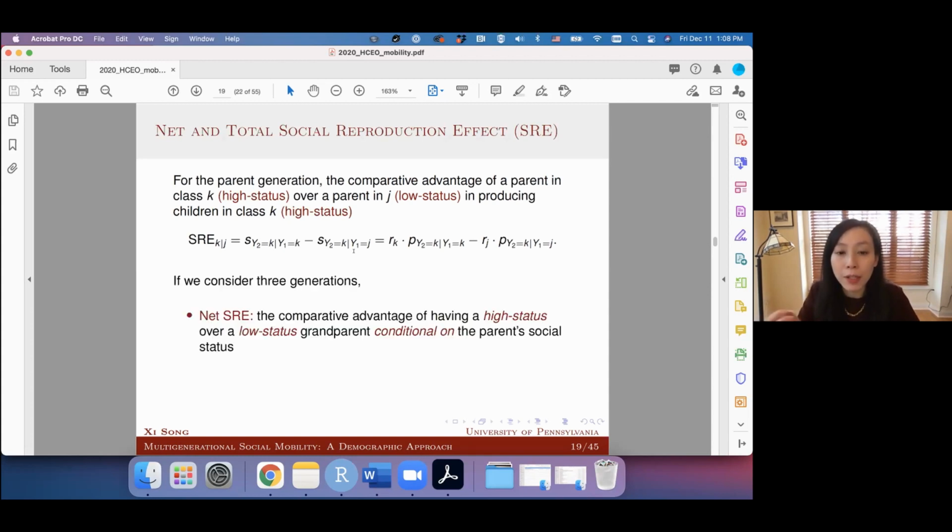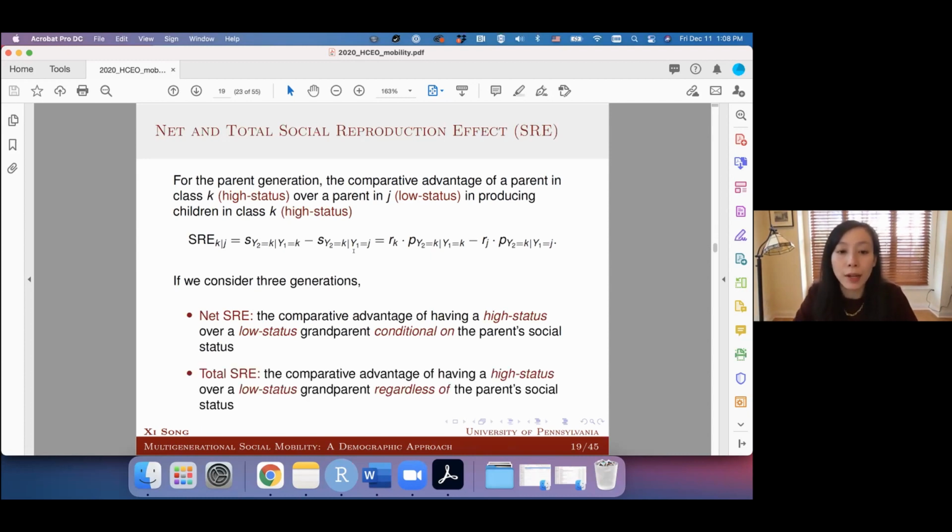And we can further extend it to multiple generations. Then there are two ways to define it. So here I consider the net. This is called the social reproduction effects. Some people don't quite like the term because they think it sounds too Marxist. So I will just use it here.